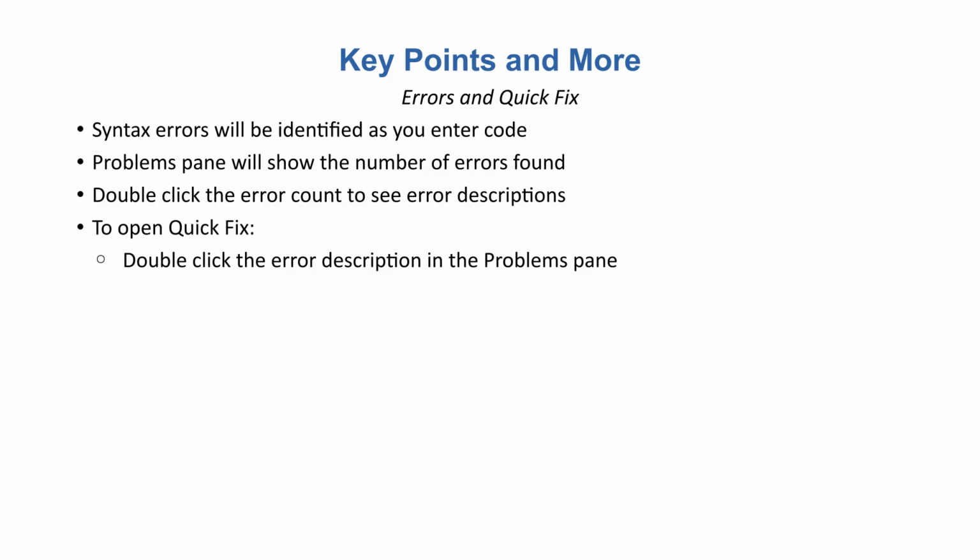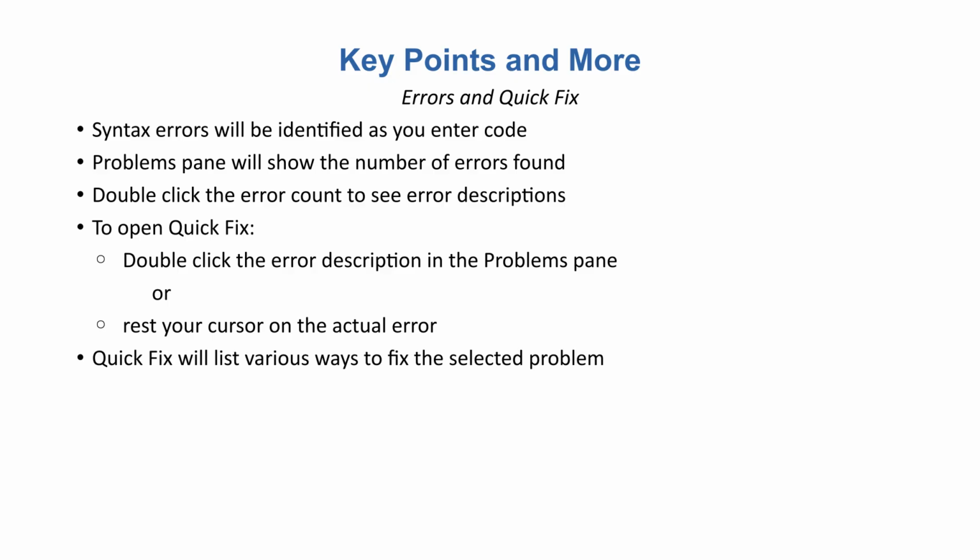To open Quick Fix for an error, either double-click the error description in the Problems pane to take your cursor directly to the error, or rest your cursor on the actual error. Quick Fix will list a variety of ways to fix the selected problem. Select a fix from Quick Fix, or close Quick Fix and correct the error yourself.